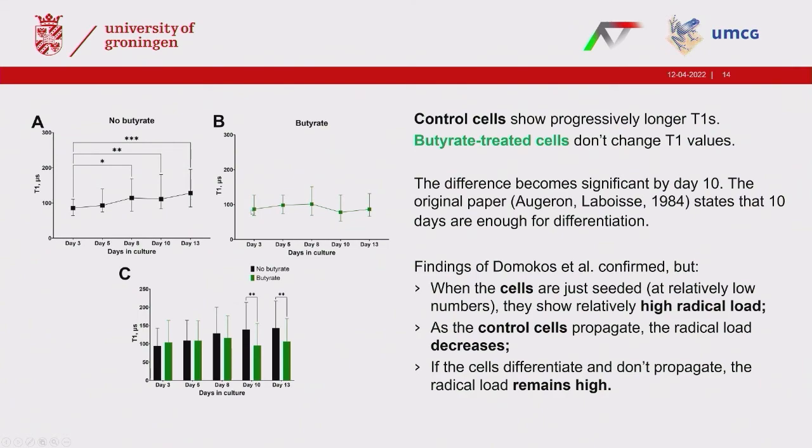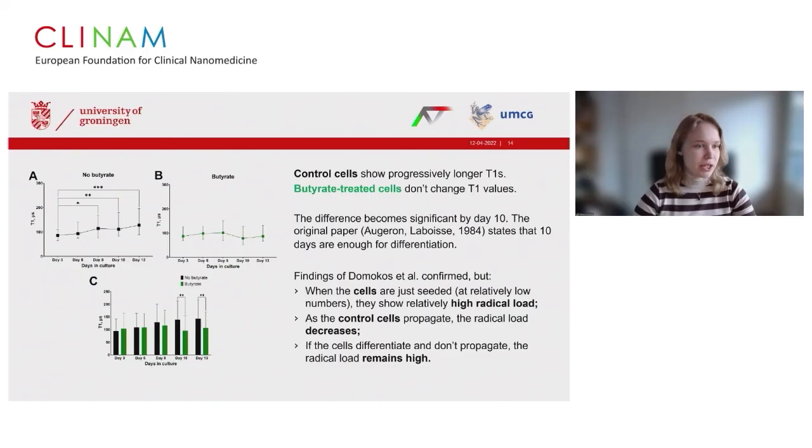However, these differences emerge not because butyrate causes lower T1s and higher free radical load, but because the cells that are left to propagate without any treatment show progressively longer T1s, progressively lower free radical load. It is an interesting finding because it might mean that it is not specifically the differentiation state that gives rise to these differences in radical load, but maybe the number of the cells in the sample or the interaction of those cells with each other.